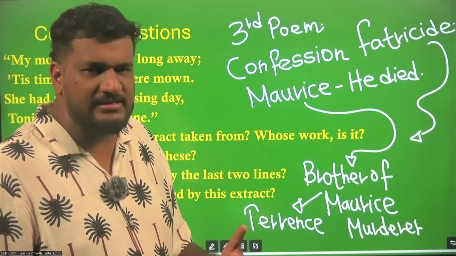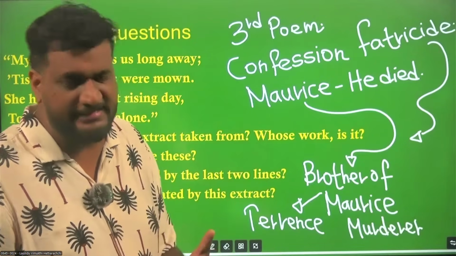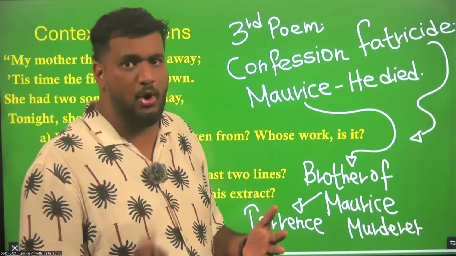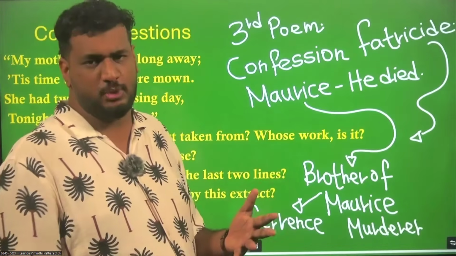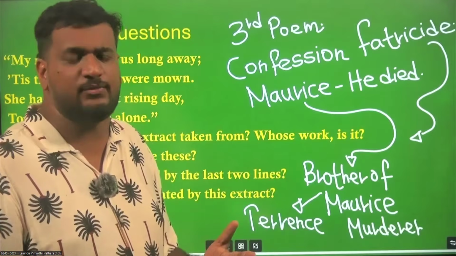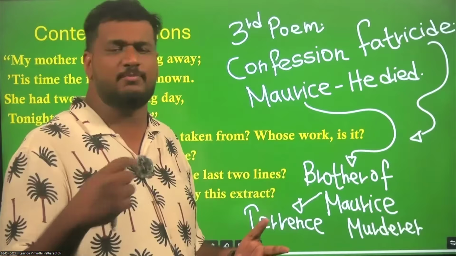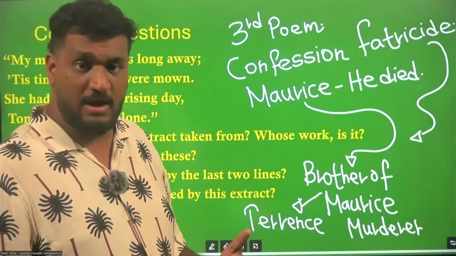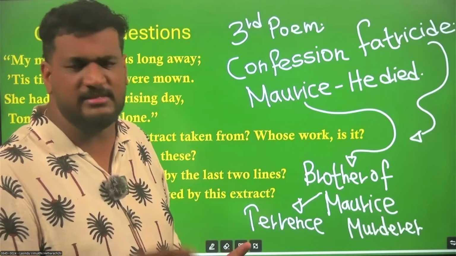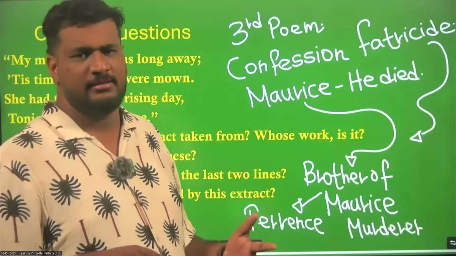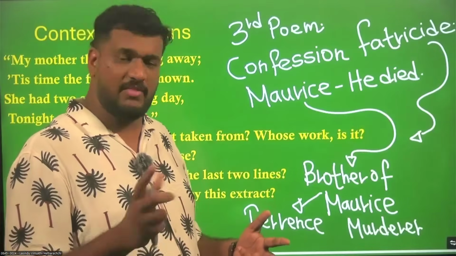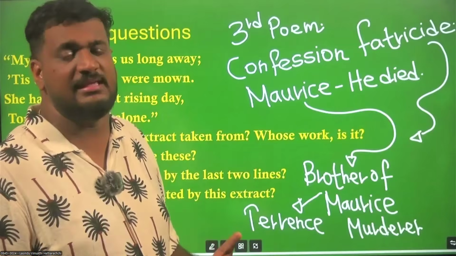So here we can understand this is actually done by the narrator. You can say narrator, not the poet. That is wrong. You can say the narrator of the story. Or else it is much better if you can write brother of Maurice. You can directly say brother of Maurice, right? You can't say Maurice because Maurice had already been killed. He died, right? Brother of Maurice, or you can simply say he is the murderer.